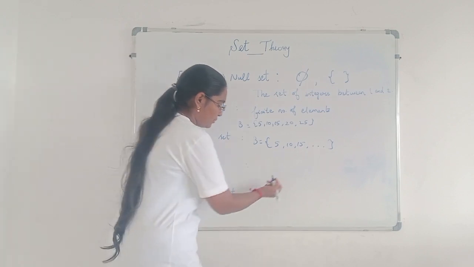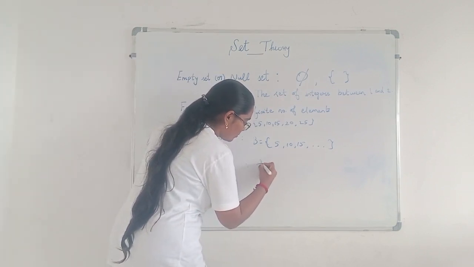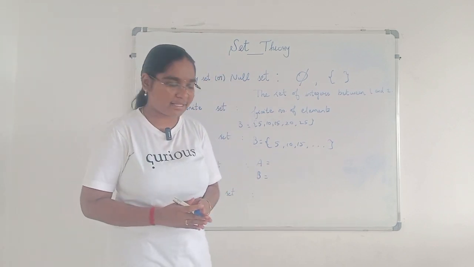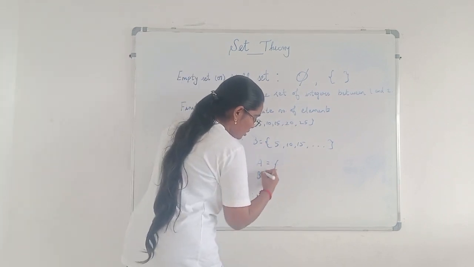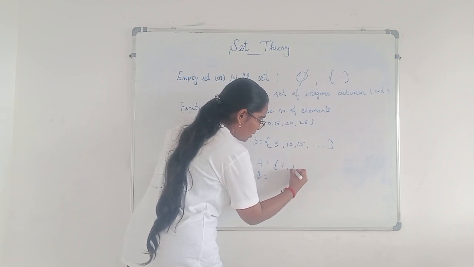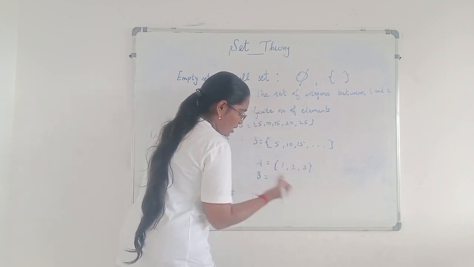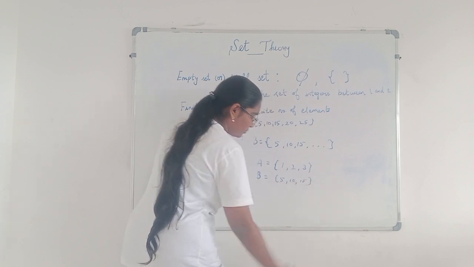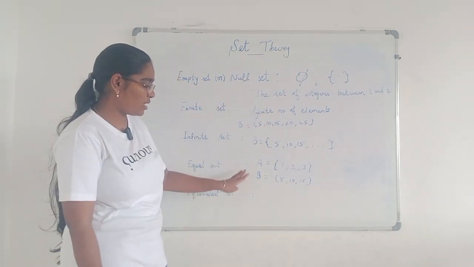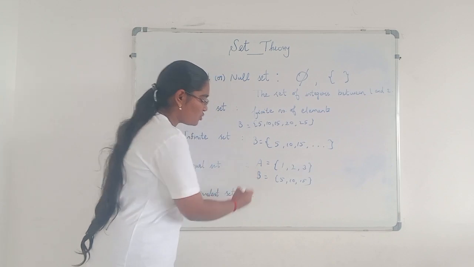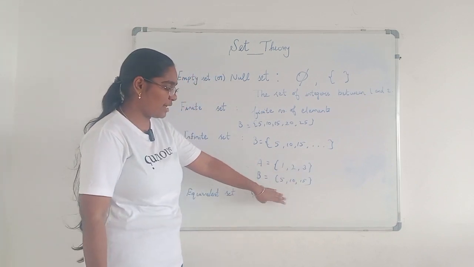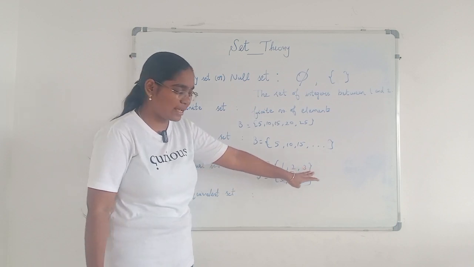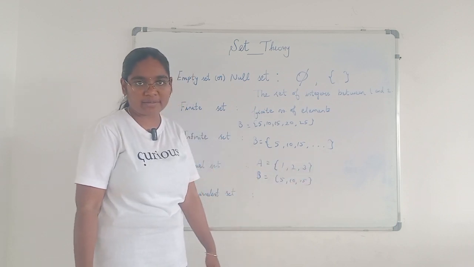Next, equal set. Equal set means you have to consider two sets. Let us consider set A, 1, 2, 3. Next set B, 5, 10, 15. Here these two sets have same number of elements. Here 3 elements, here 3 elements.